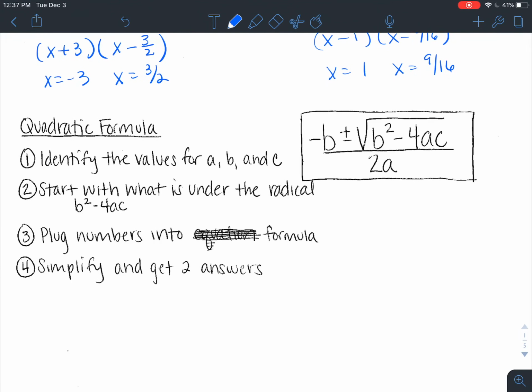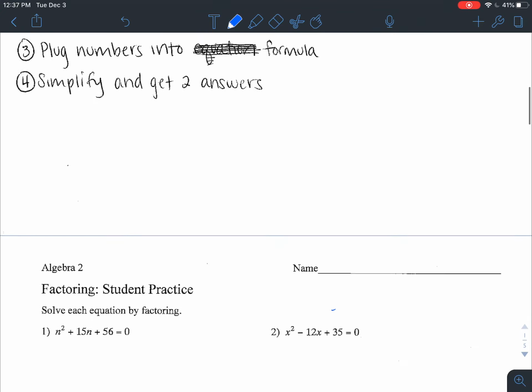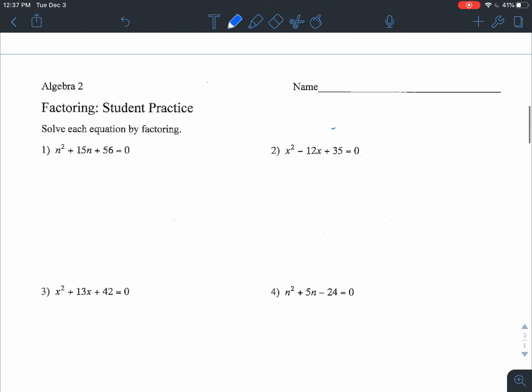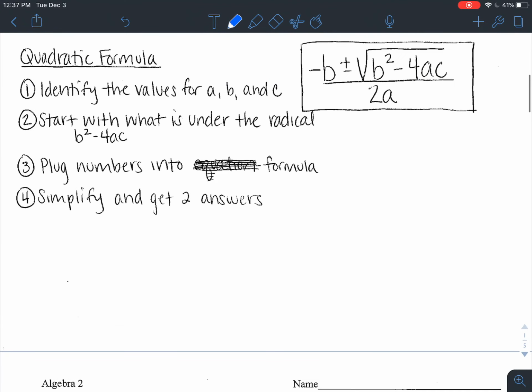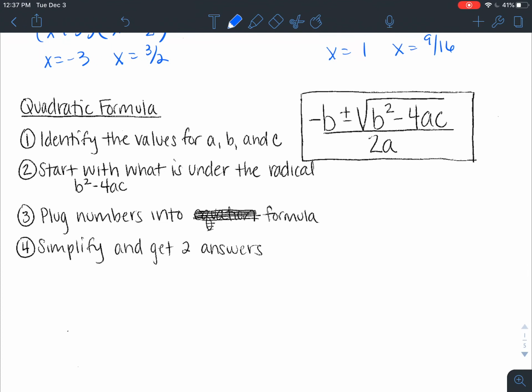So quadratic formula, actually, before we get there, you can do some practicing on your factoring. So if you flip the page over, you'll see that there's factoring practice. So go ahead and do that before you move on. All right, so hopefully you paused, you did the other page. Now we're going to talk quadratic formula.